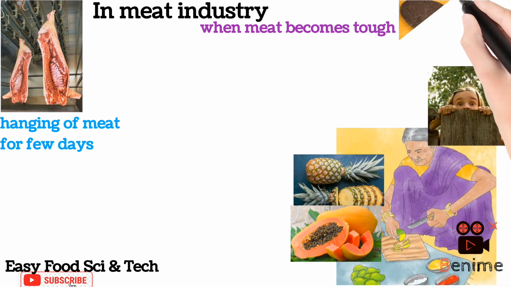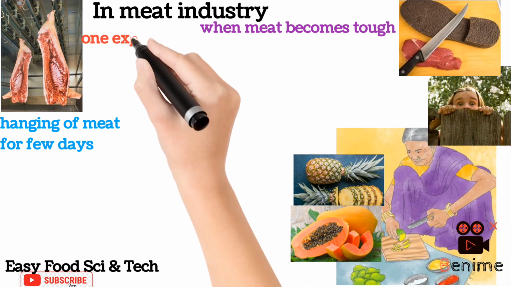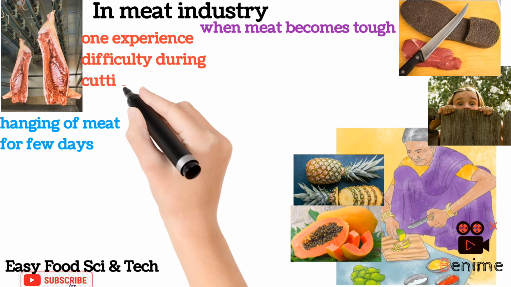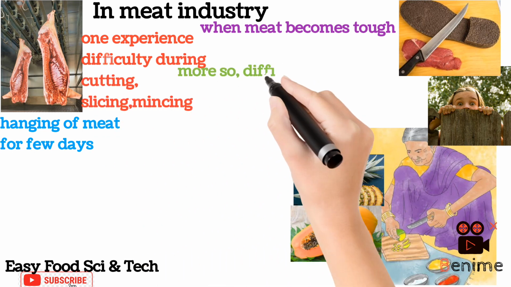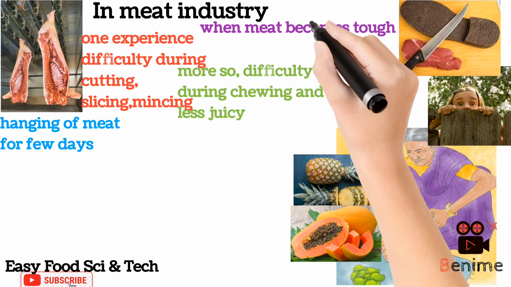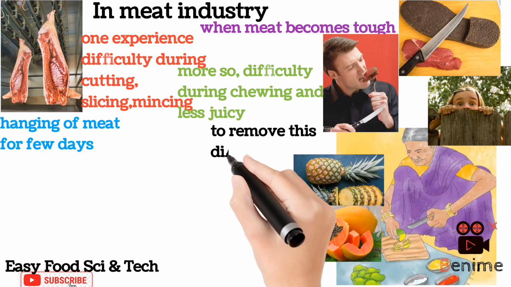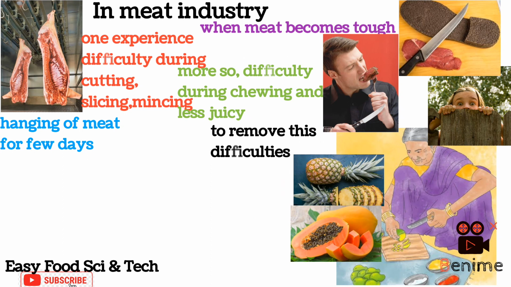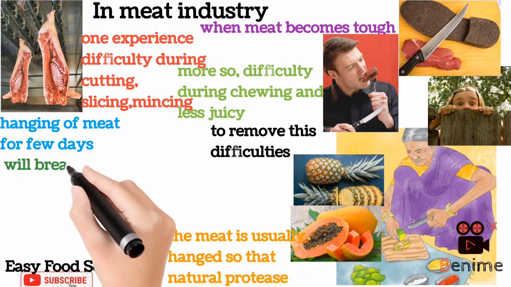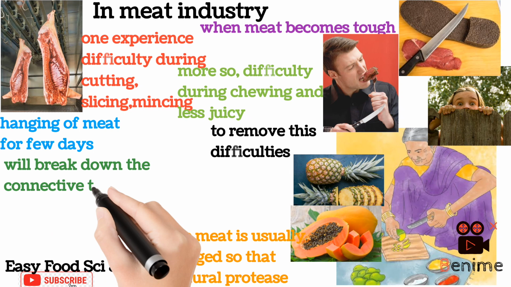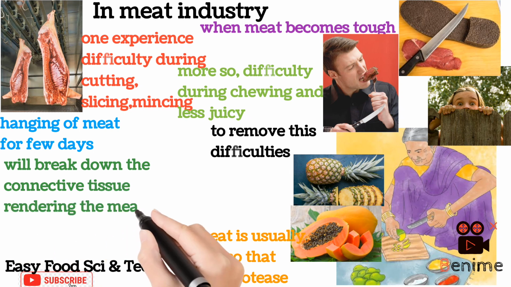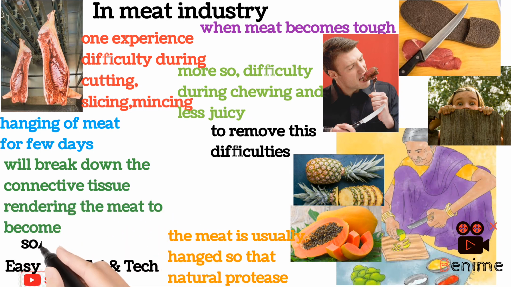When meat becomes tough, either through rigor mortis, one finds it difficult during handling and operation. More so, difficulty during chewing and less flavor. To free these difficulties, the meat is usually hanged so that the natural protease enzymes, or the endogenous protease, will act upon connective tissue, making the meat softer and tender. More so, the juiciness is exposed and increased.